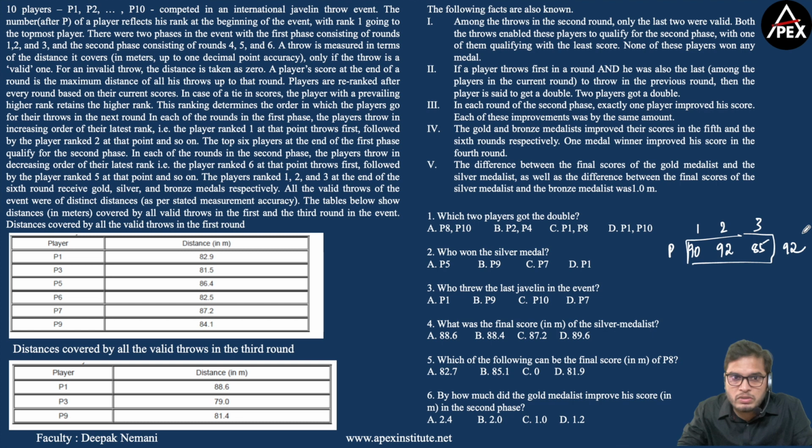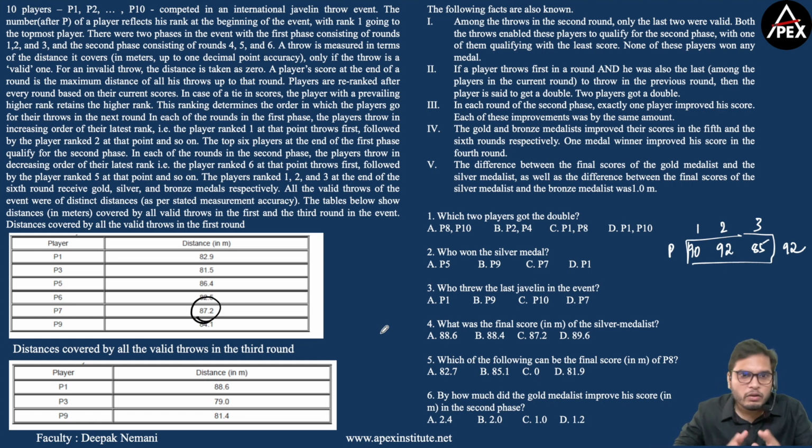Now in each of the rounds in the first phase, the players throw in increasing order of their latest ranks. For example, if I consider the first round, you will be having P1 throwing first, P2 second, P3 third, so on till P10. Now if you observe, in this table we have P7 throwing the javelin to a maximum distance, which is 87.2. So his rank will be 1 for the second round, so he will be throwing first in the second round. And in the first phase the throws are in the ascending order of the ranks, that is, the player ranked 1 at that point throws first, followed by the player ranked 2 at that point, and so on.